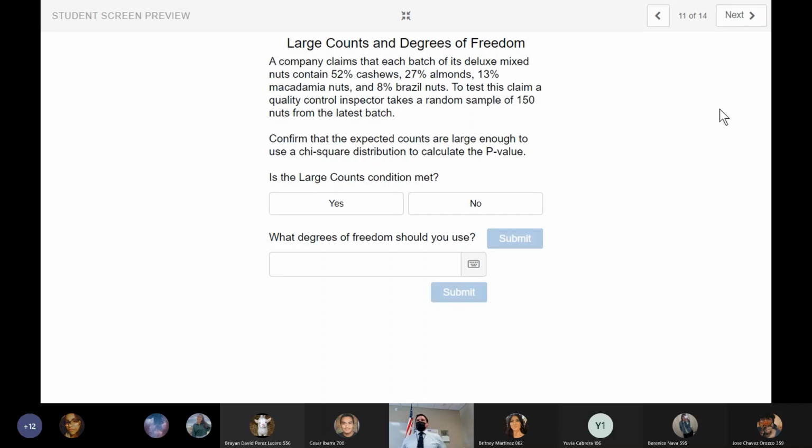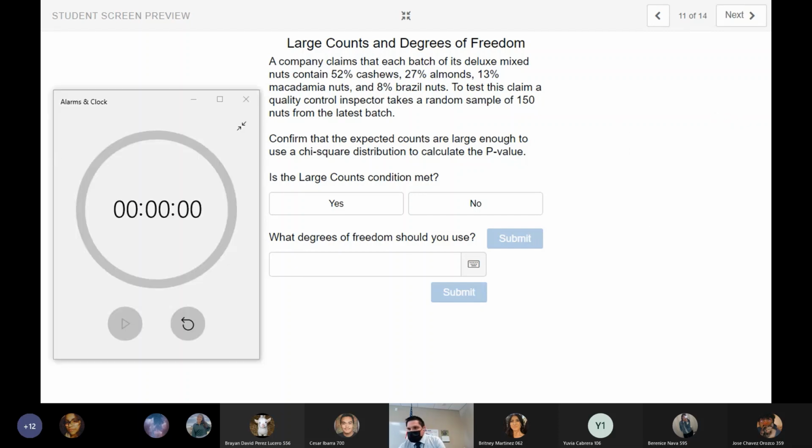Next, we're going to check large counts and find our degrees of freedom. Same exact context. We're going to confirm that the expected counts are large enough to use a chi-square distribution to calculate the p-value. So is the large counts condition met, yes or no? Remember, our large counts condition is that each of the expected counts is at least 5. Then, what degrees of freedom should you use, based on the number of categories? We'll answer these 2 questions here. The first submit button submits your yes or no answer. The second one submits the number. It should tell you if you're correct.